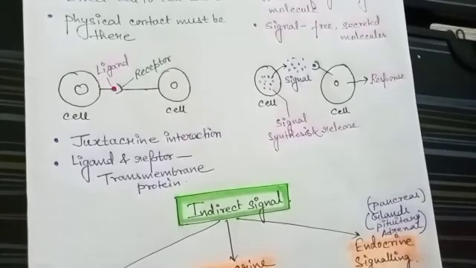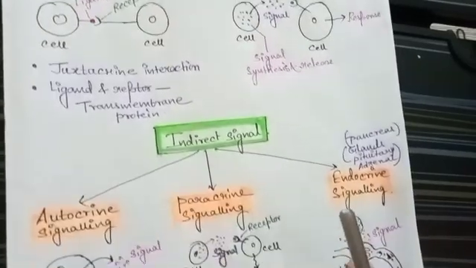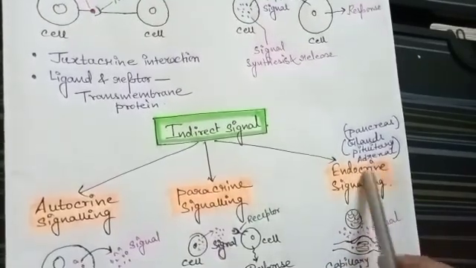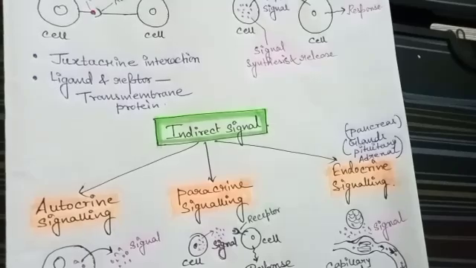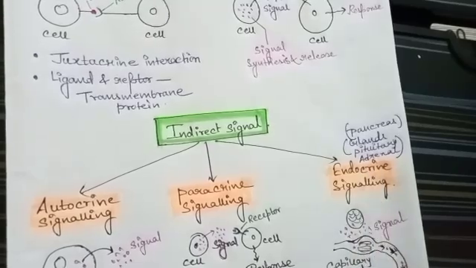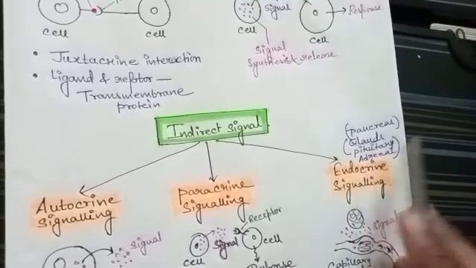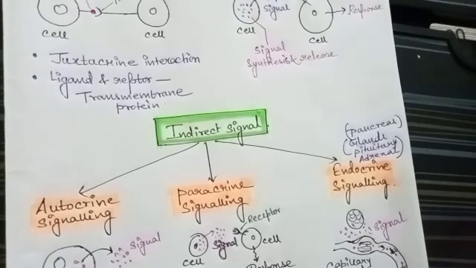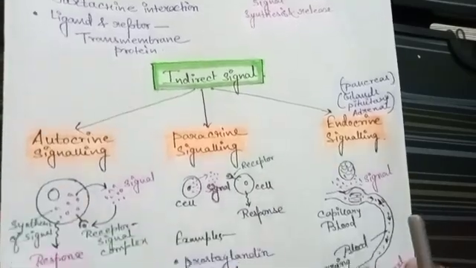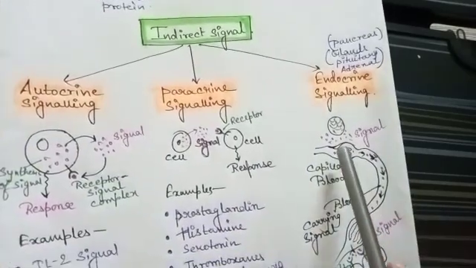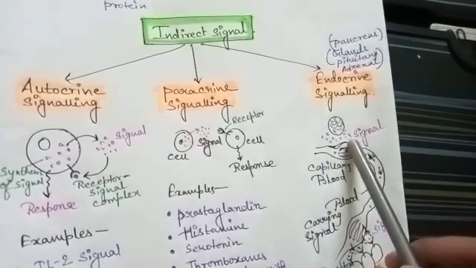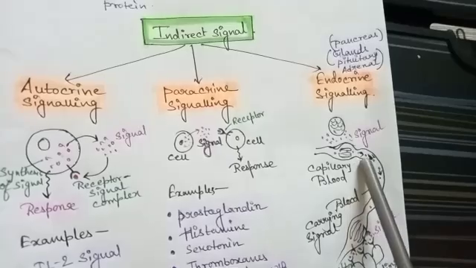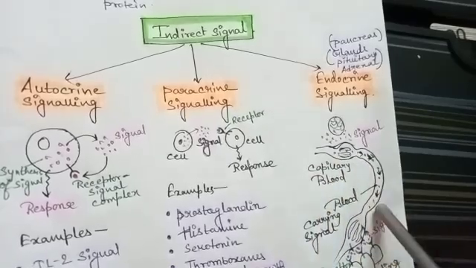Next is endocrine signaling. Endocrine signaling basically occurs in the pancreas and several endocrine glands. That is, a group of cells release signals, and this occurs in the pituitary glands, adrenal glands, and several other endocrine glands. How can this occur? Here, the group of cells release some signals, and these signals are transported to the capillary blood, and the capillary blood carries the signal.